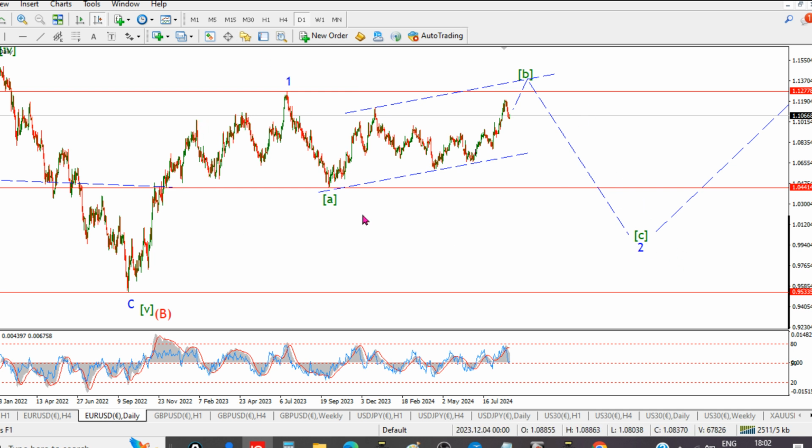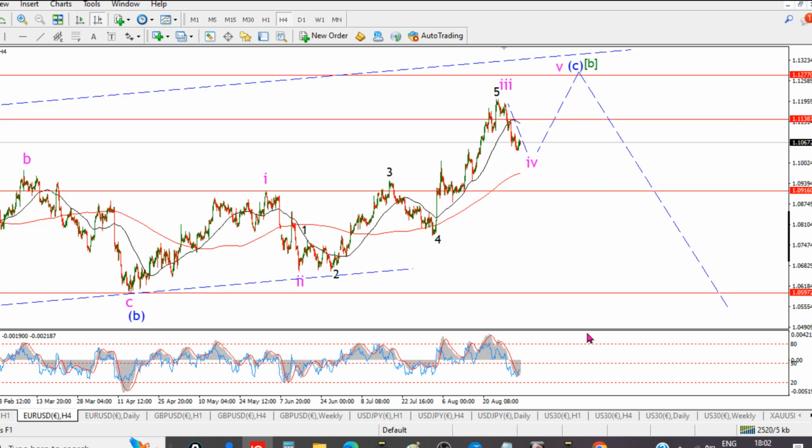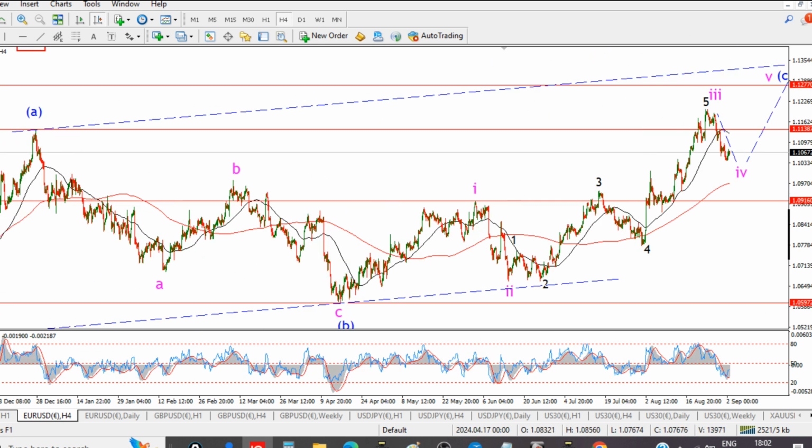So the initial move down was wave A, then we're working on what seems to be three waves up, wave B, and then right back down again into wave C. Wave B itself is a little bit of a strange affair, but let's get into that. You can see there's the wave B low of B. So we had wave A up, and then we had three waves down in wave B.